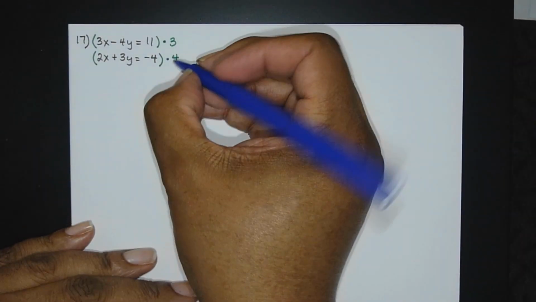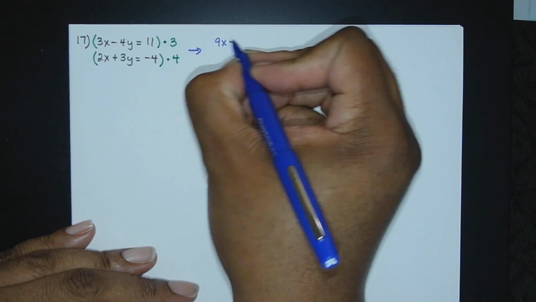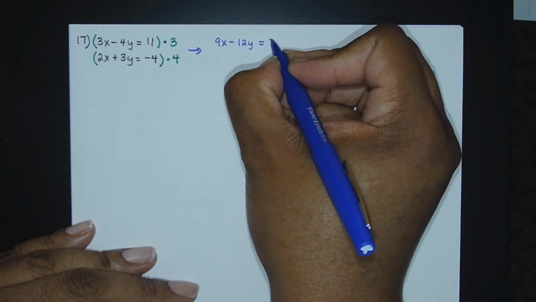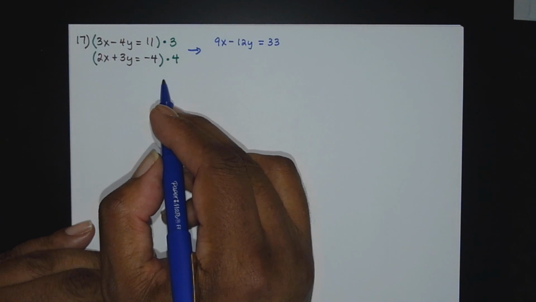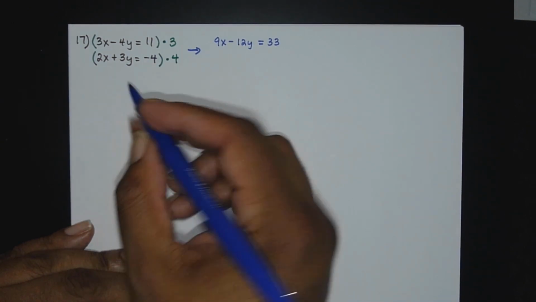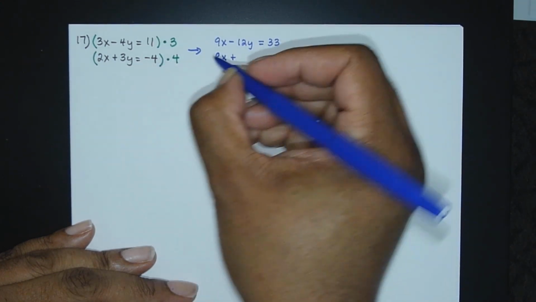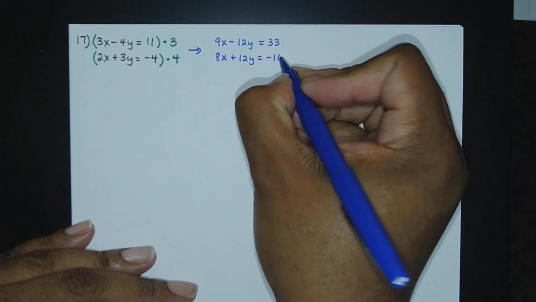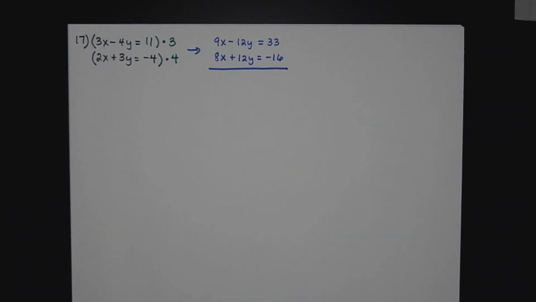And when I do that, if I multiply that top equation by 3, I'm going to have 3 times 3x, which is 9x, minus 3 times 4y, which is 12y, equals 11 times 3, which is 33. And then for the second equation, if I multiply it by 4, that'd be 4 times 2x, which is 8x, plus 4 times 3y, which is 12y, equaling 4 times negative 4, negative 16. Now I can go ahead and add the two equations together.